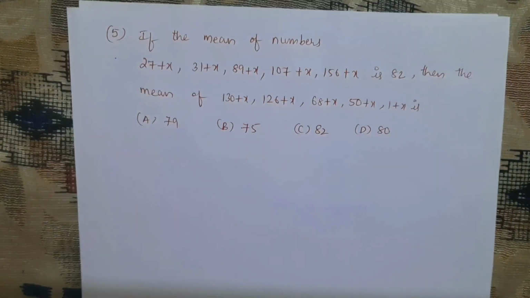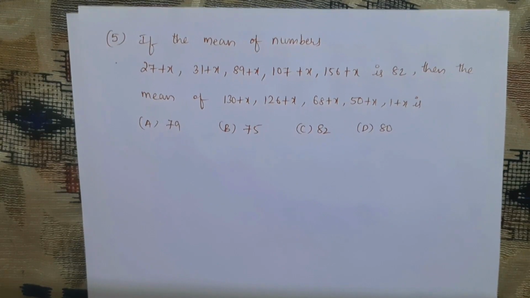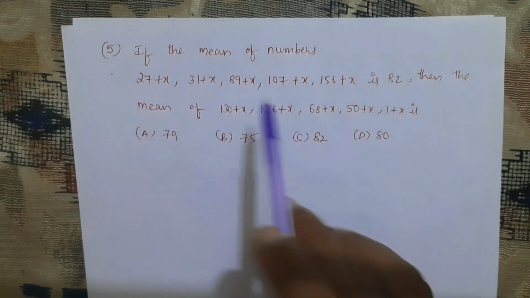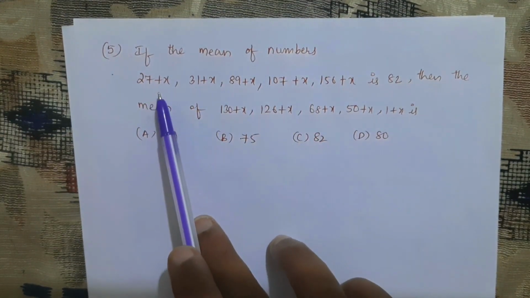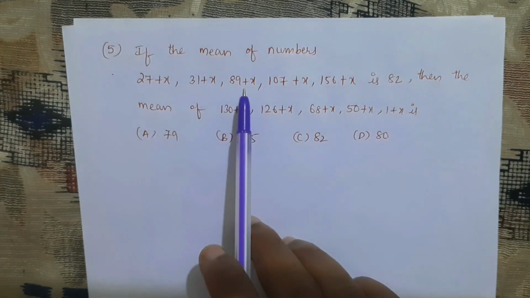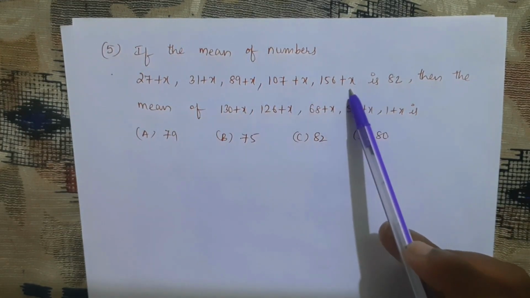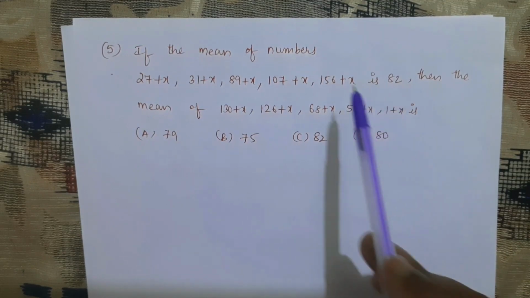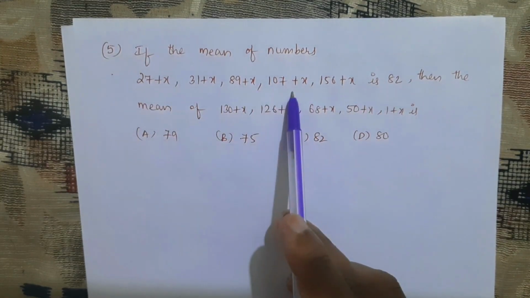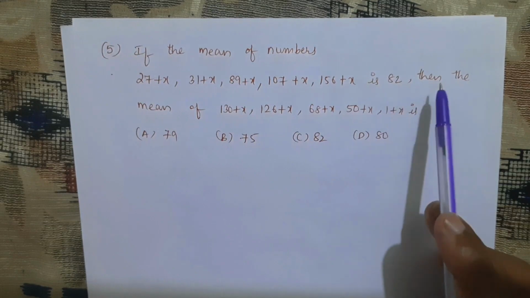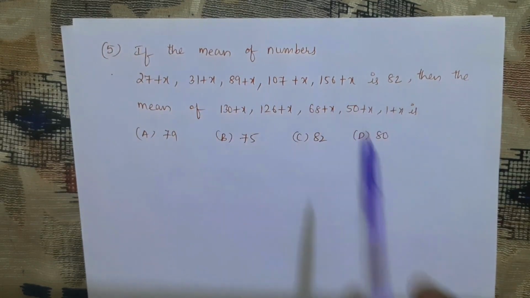Next, question number 5. If the mean of the numbers 27 plus x, 31 plus x, 89 plus x, 107 plus x, 156 plus x is 82. They have given that the mean of these five numbers is 82, then we need to find the mean of the other numbers.